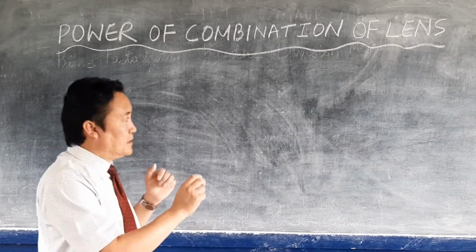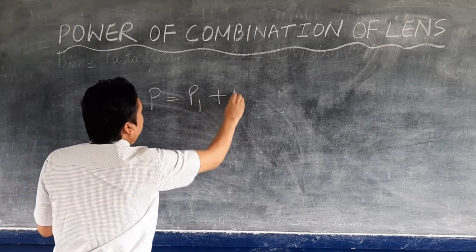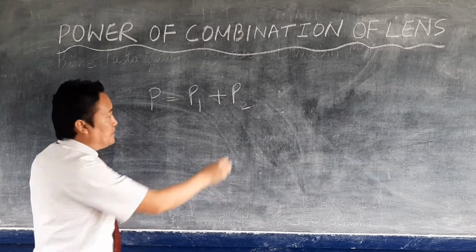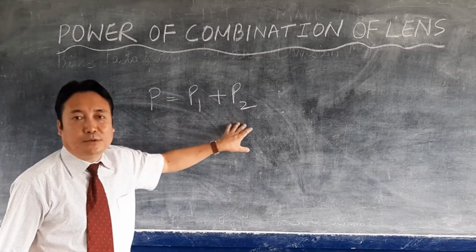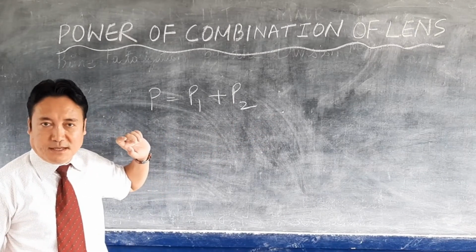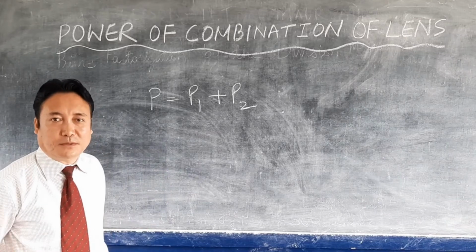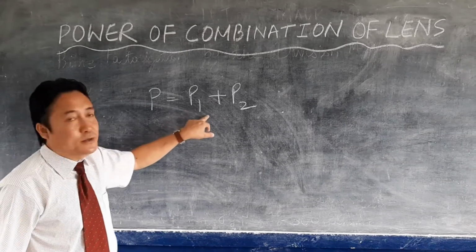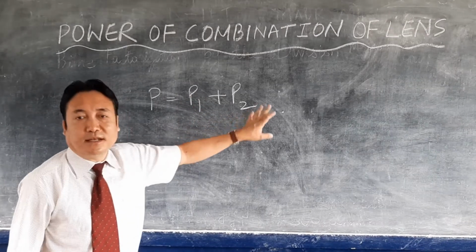equal to the algebraic sum of individual powers. So like I write it here, P equals P1 plus P2. Now this P1 and P2 are the powers of the lenses, and this P is the resultant power, the total power. So P1 is considered as a convex lens and P2 as a concave lens.